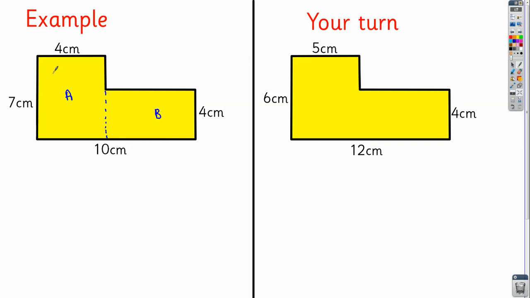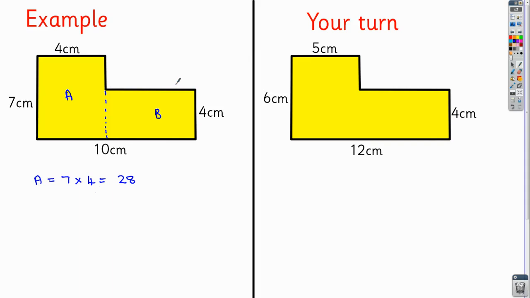Now this rectangle, I have all the measurements I need. I know its width is 4, and I know that its height is 7. So rectangle A has an area calculated by 7 multiplied by 4, which is 28. I don't have the width for rectangle B. I do know its height is 4, so I need to do a little bit more work to find this measurement.